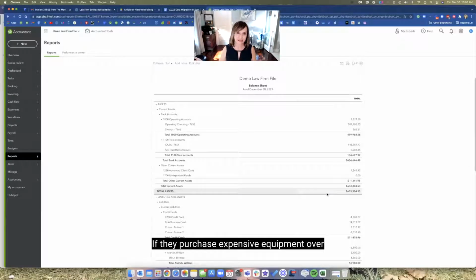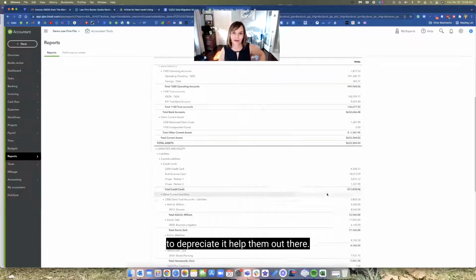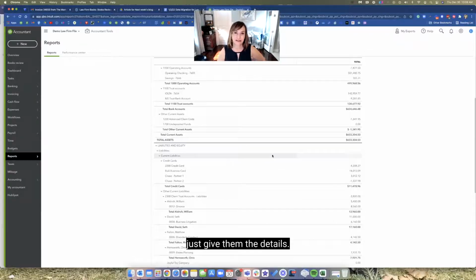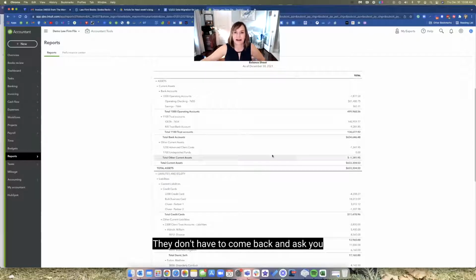If they purchased expensive equipment over $2,500, it should be booked up in the asset. You should attach the document so the tax person has the receipt of the purchase and can know how to depreciate it. We actually book our own depreciation in our firm, but if you don't have that capability, let the tax person do it and just give them the details. They don't have to come back and ask you. If they're logged in and on the file, they can pull that down right on the transaction itself.